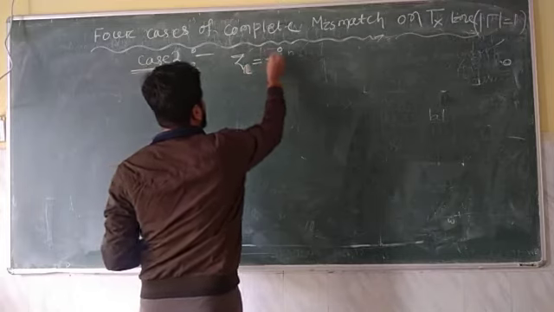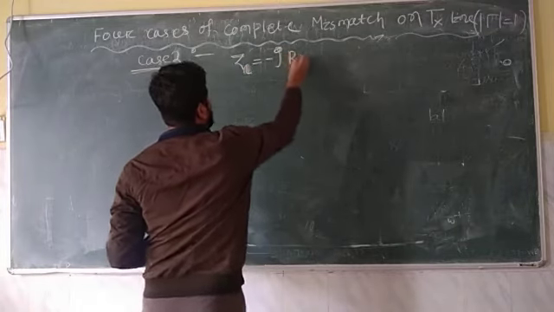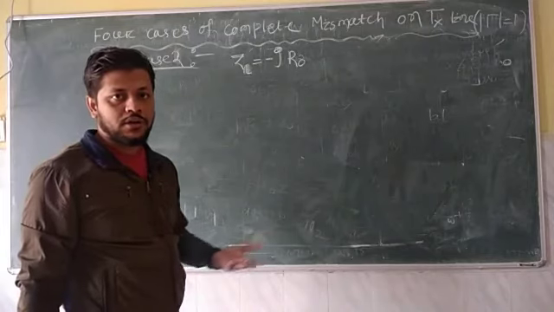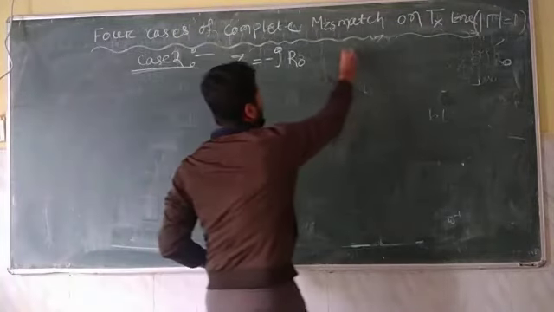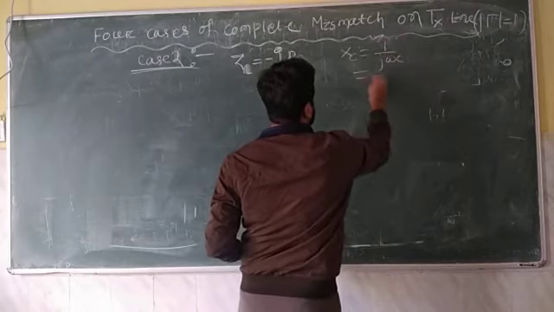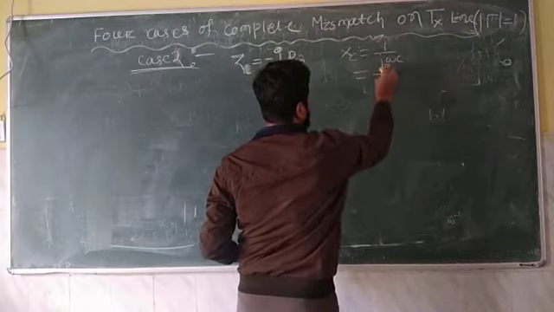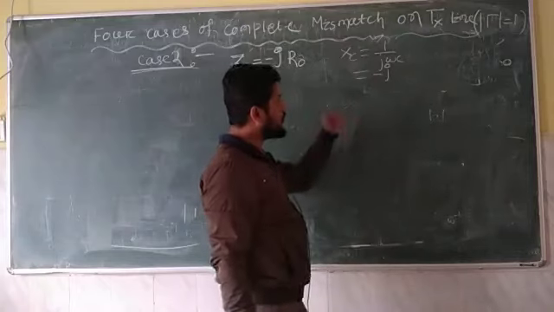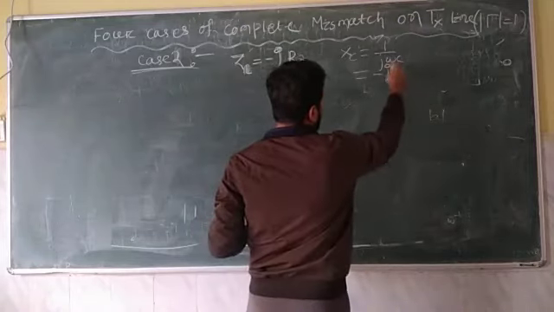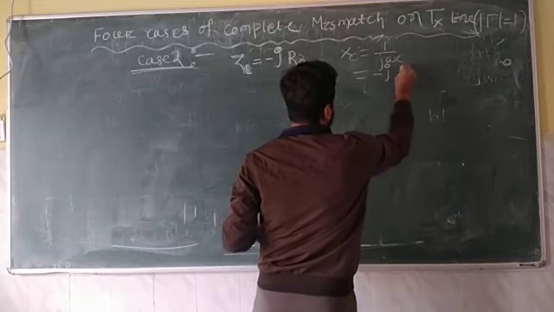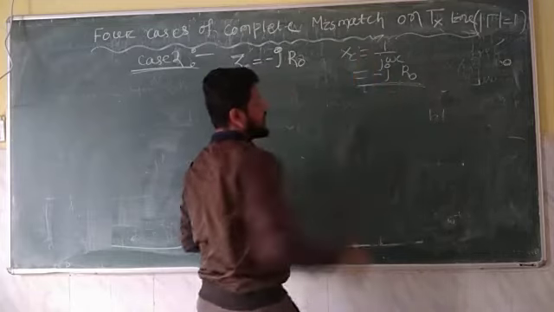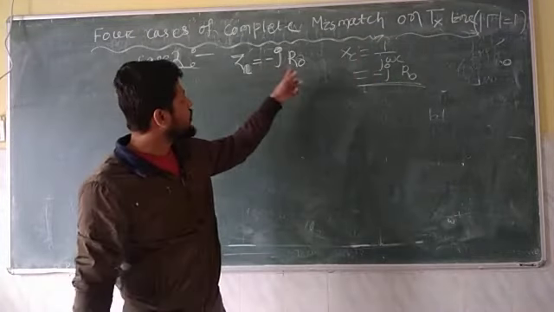ZL is equal to minus JR0. Why minus JR0? In capacitive, how do you write the reactance? Reactance X is equal to 1 by J omega C. So 1 by J means minus J, if we take it in the numerator, so it becomes minus J times 1 by omega C. Here I am denoting that 1 by omega C as R0. So for capacitive reactance, the load is minus JR0.